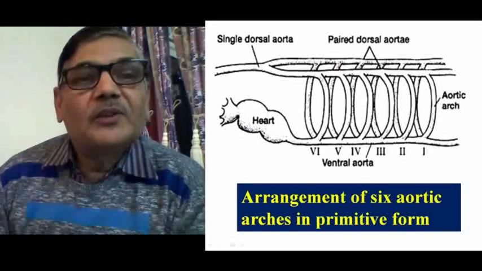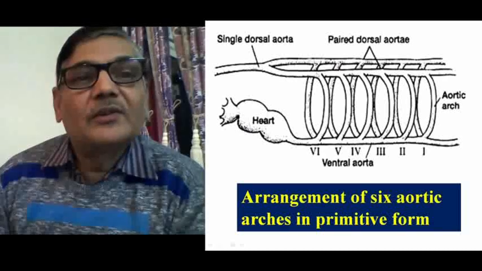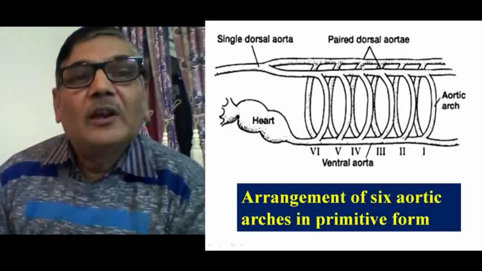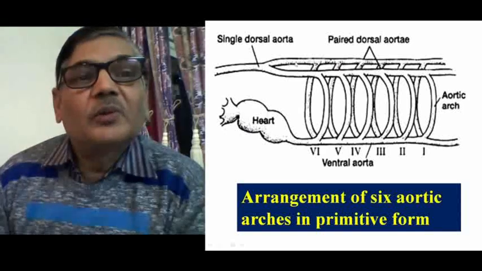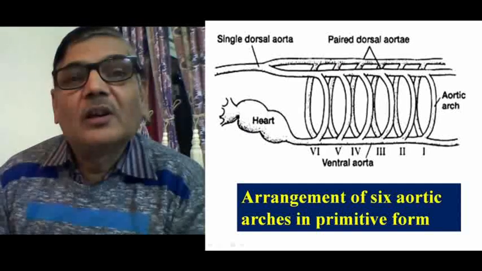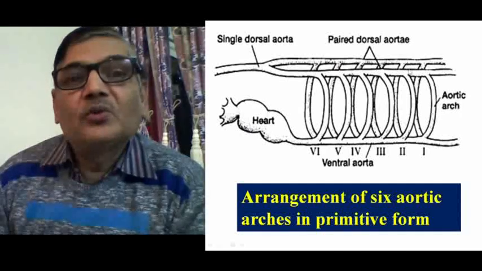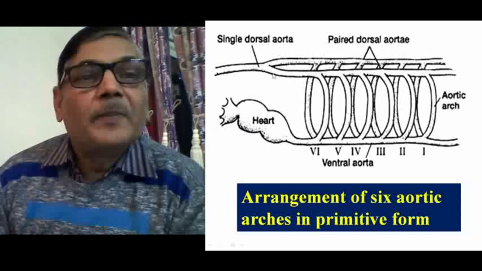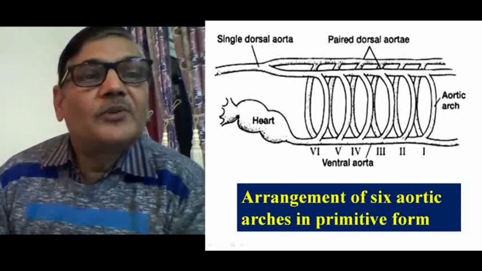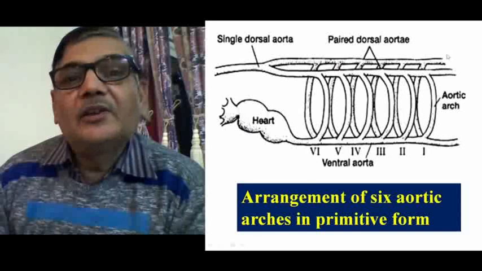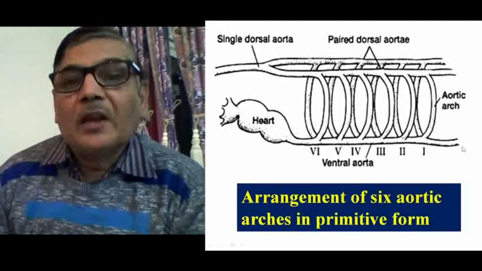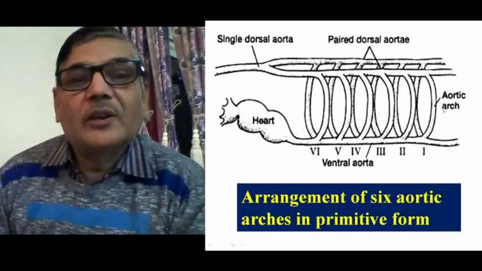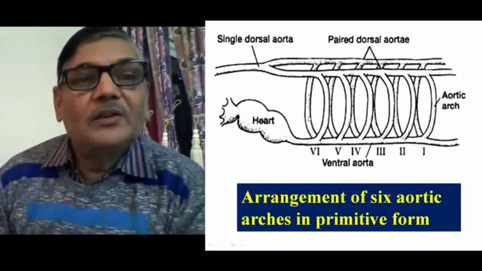And the blood vessel on either side of aortic arch then joins with the lateral dorsal aorta. So this is one lateral dorsal aorta, this one is another lateral dorsal aorta. So these two lateral dorsal aorta, posteriorly they unite and form single dorsal aorta, and anteriorly that forms internal carotid artery. This one is external carotid artery. So this is the arrangement we have already seen.